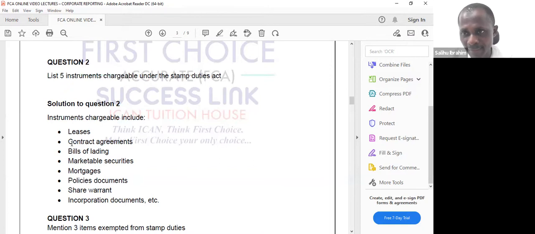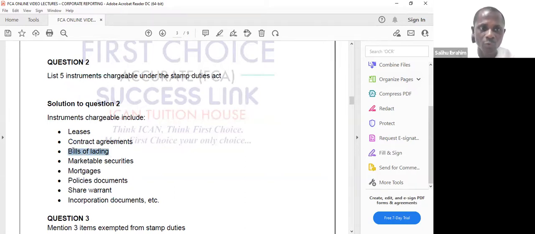The contract agreement is when you win a contract and you are required to sign a document to show that the contract has actually been awarded to you. So, to make that contract agreement authentic, it is required to be stamped.